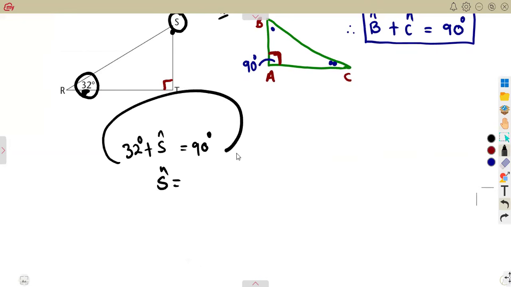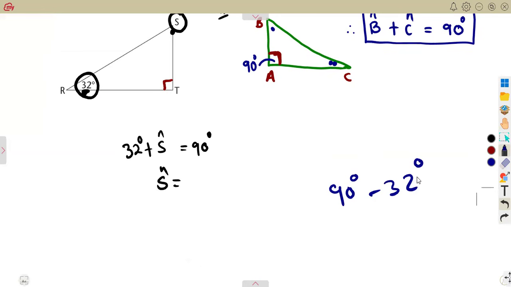Take this 32 to the other side. It is going to be a minus, 90 minus 32 degrees. You just subtract directly like that. So that was going to be the same answer, 90 minus 32 degrees, which is 58 degrees. So that was going to be 58 degrees, exactly the same as what we had before.